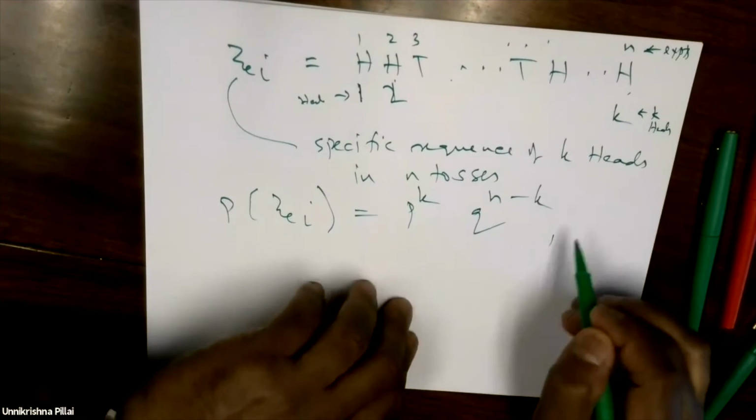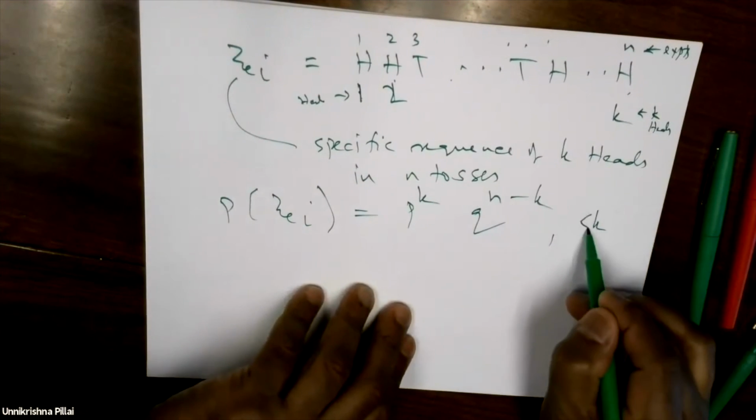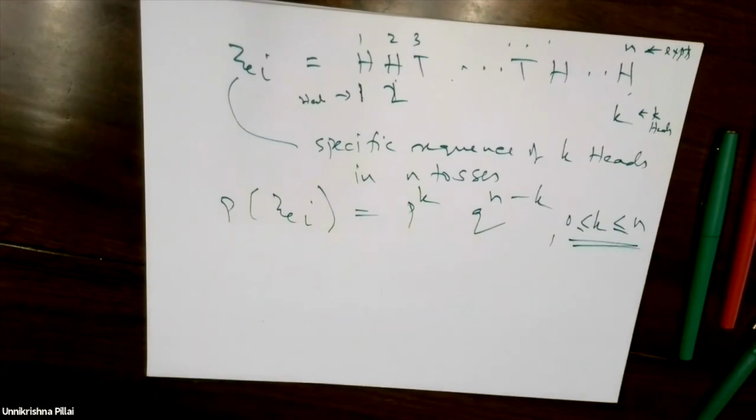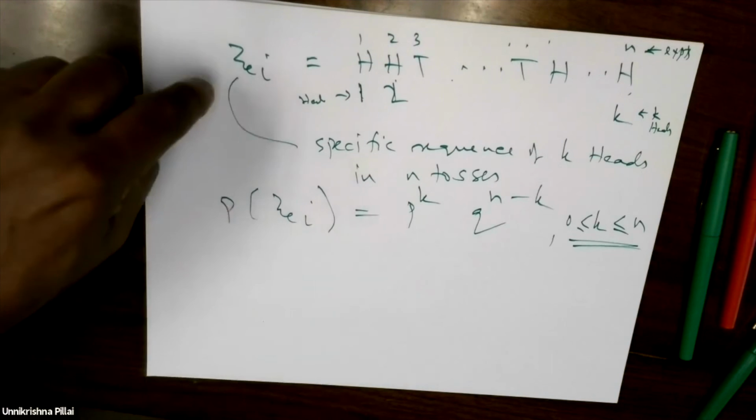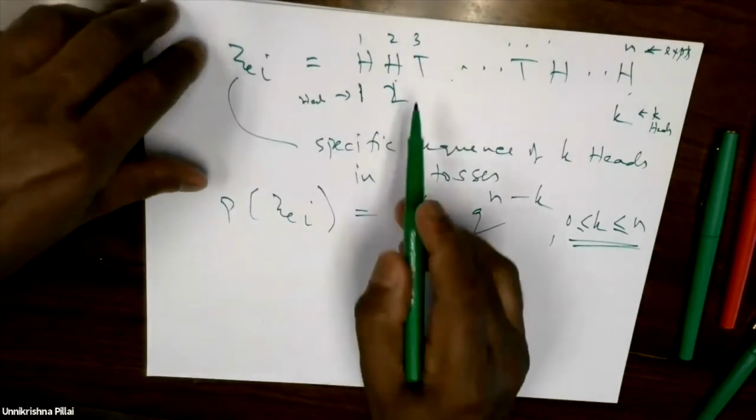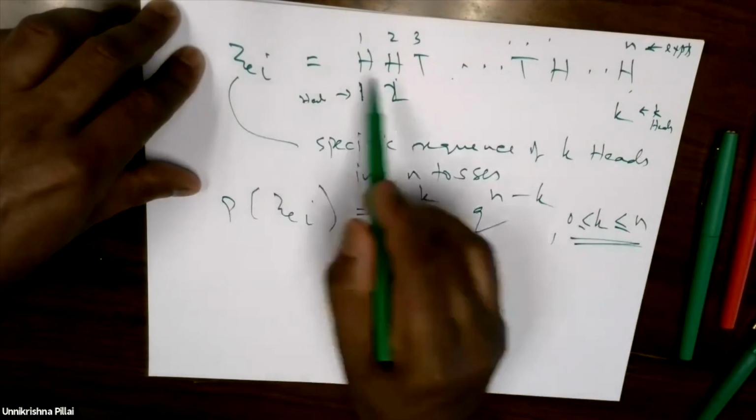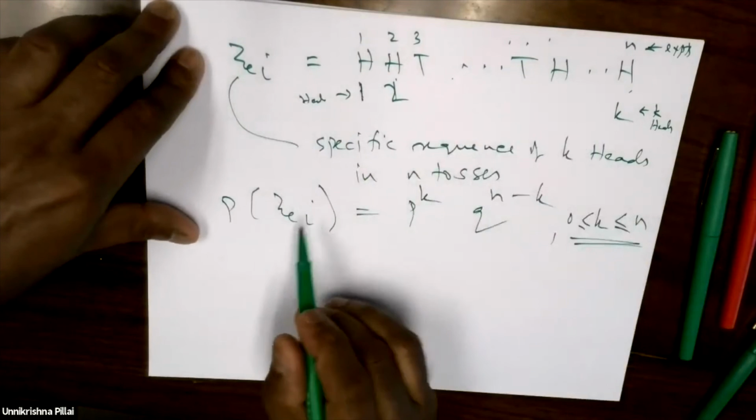Of course, k cannot be greater than n, so k is going to be a number between 0 and n, including both. When you toss a coin, you don't have to get any heads, or you can get all heads. Both are possible. But we notice that this is only one sequence, because I can flip any head and tail, and I'll get a different sequence. So the question is, how many such sequences are there?